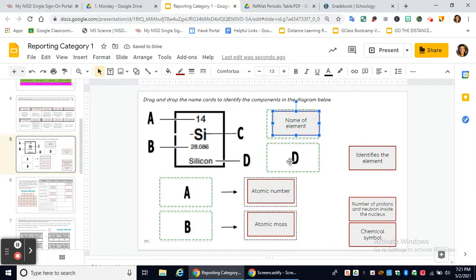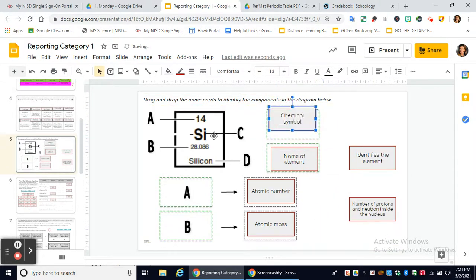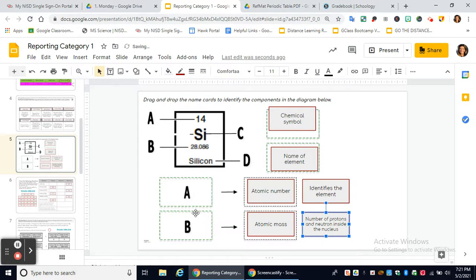And D identifies, let's see, that would be your symbol, D. And this would be your chemical symbol, what C is pointing to. So that identifies the element. That's going to be your atomic number, and the number of protons and neutrons inside the nucleus. That's going to be your atomic mass.